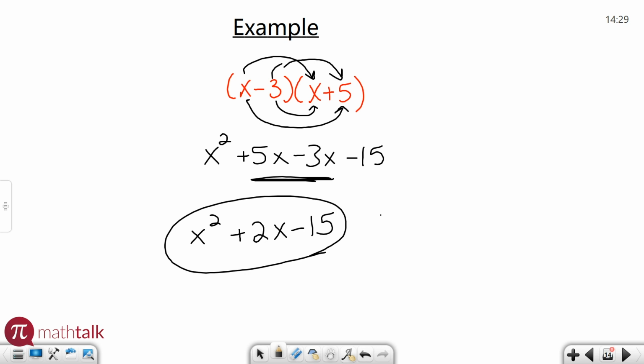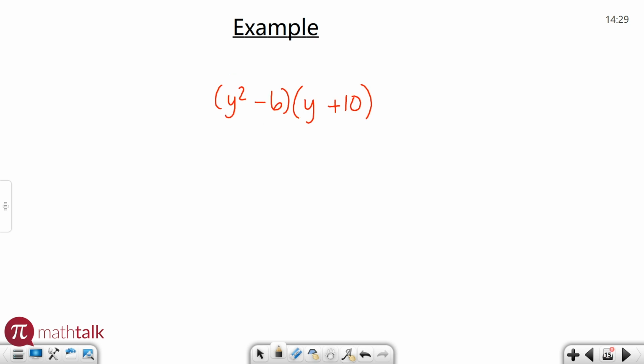Let's take a look at one more example. It's a little bit trickier, but same idea. We have two binomials. I'm going to use the FOIL method. So FOIL, the F is first. So the first times the first, y squared times y to the first is y to the third, 2 plus 1. Next is O for outer.